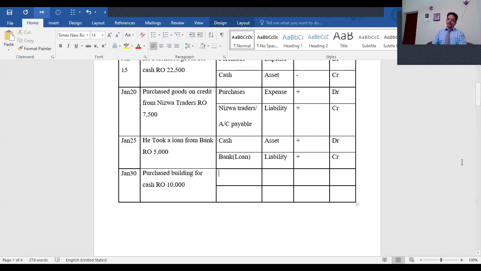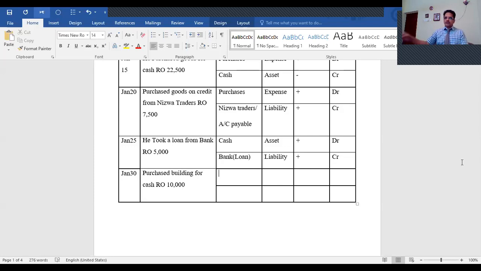One thing you have to understand from this: you purchase a building and paid cash, it's okay. But the term purchases, you will write only for goods. When you purchase goods only, you will write purchases. In all other cases, you have to write the asset account. Building, car, or land, premises, furniture, fixtures, or anything you buy, that particular account, building account, furniture account, land account, premises account, fixtures account, like the respective asset account you have to debit.